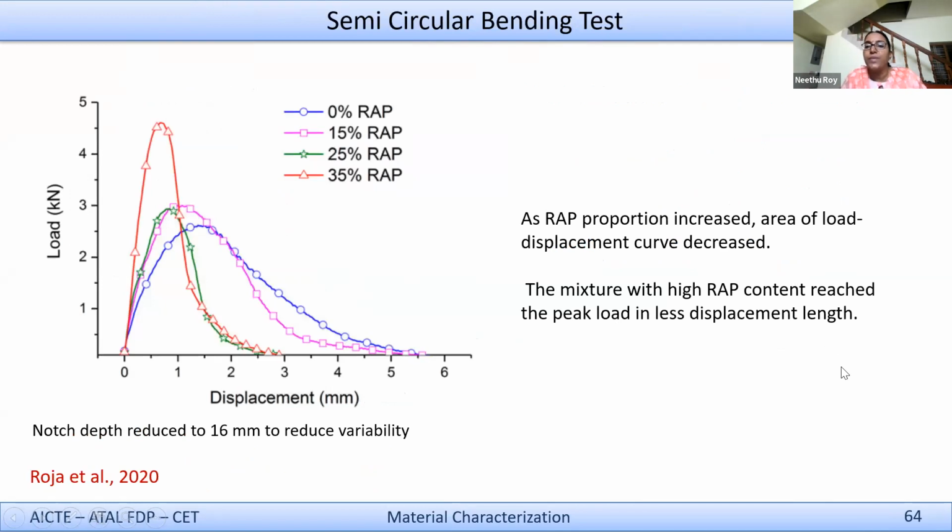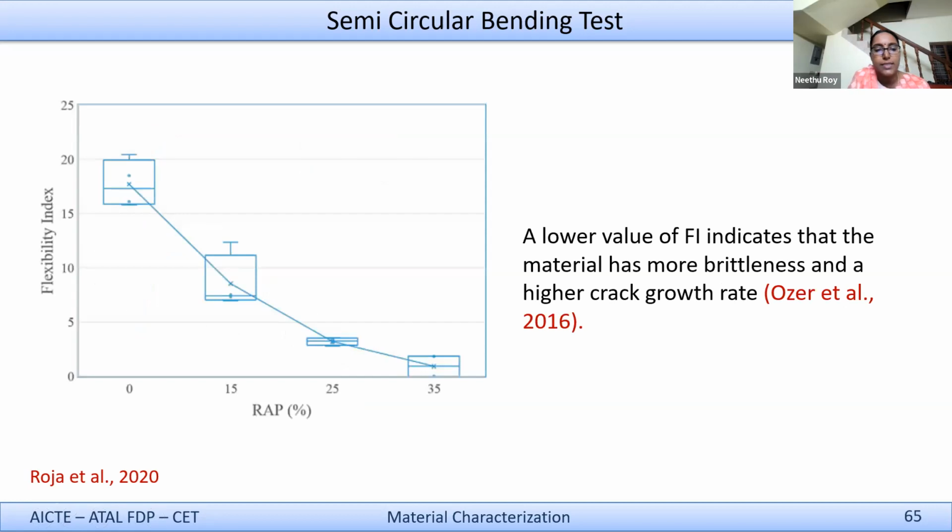I'm sure I can quickly go through this. Essentially, this is one semicircular bending test result that has been reported by Roja. You see that there are different wrap percentages, 0, 15, 25, 35, and so on. As the wrap percentage increases, the area of this load displacement curve has reduced. The mixture with higher wrap content has reached this peak load in a smaller displacement. Now, this is another way where the flexibility index is plotted with respect to the wrap percentage.